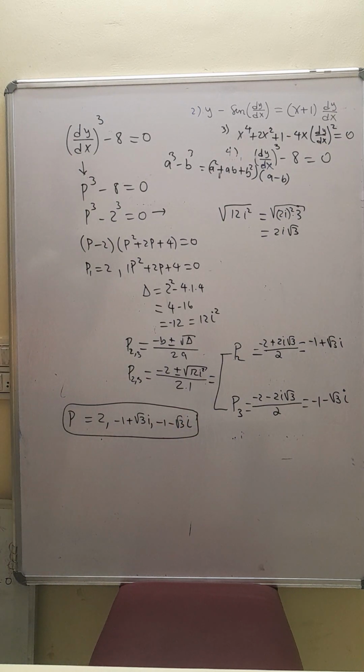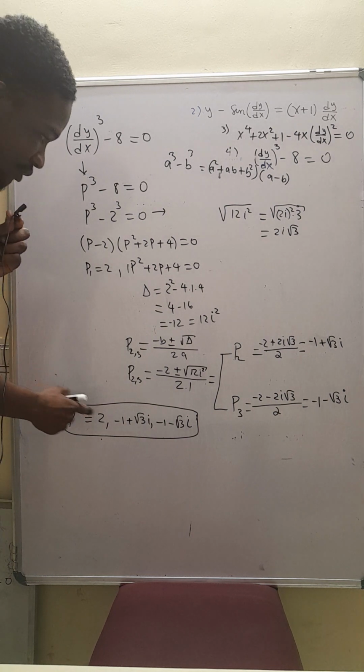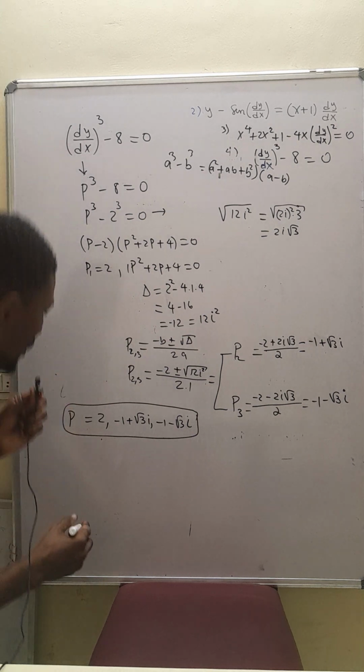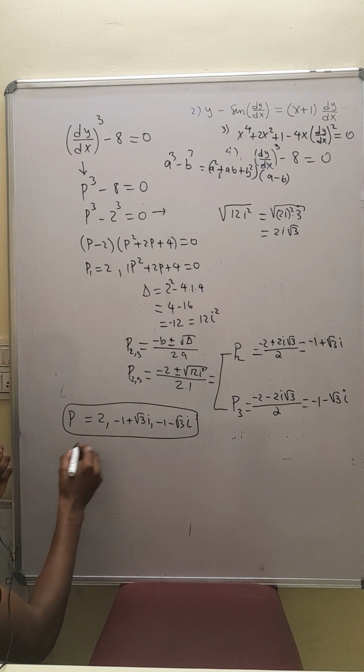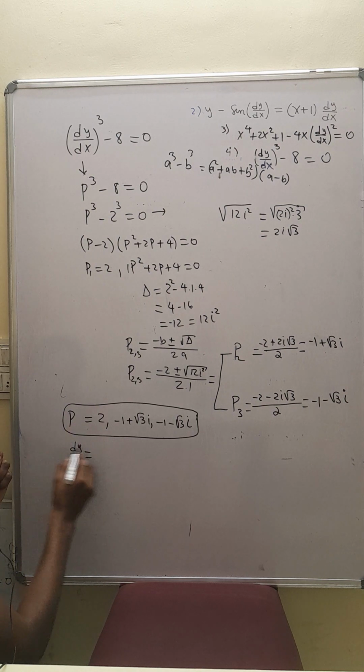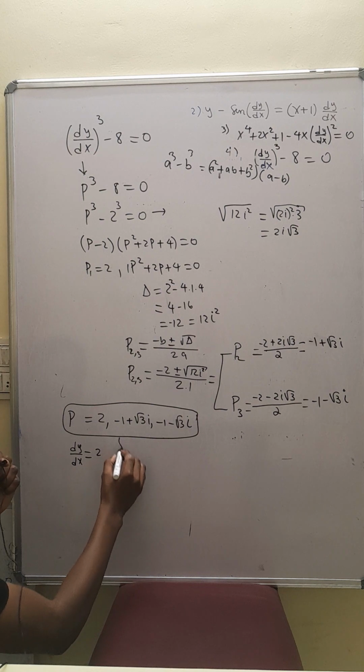So what you are going to do is substitute this value of p. We are solving for p, so it's impossible to put this value here and just find the solution, okay? No way. When we are solving for p, we have to find what dy by dx is, because we have to make p equal to dy by dx. So now dy by dx for the first p is equal to 2, okay?